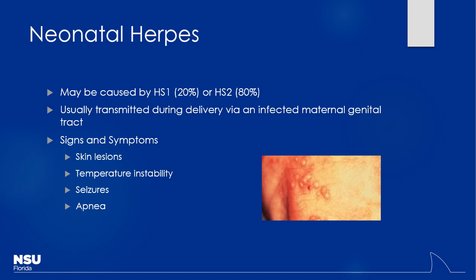Okay, moving on to neonatal herpes. Of course, it can be caused by HSV1 or HSV2, depending on the case. Usually HSV2 is more common, and typically it's going to be transferred over to the kid during contact with the genital tract. Again, you guys know what to look for, but oftentimes with these kids, especially if it's not caught early, you can develop CNS effects, and seizures can sometimes be a presenting symptom.